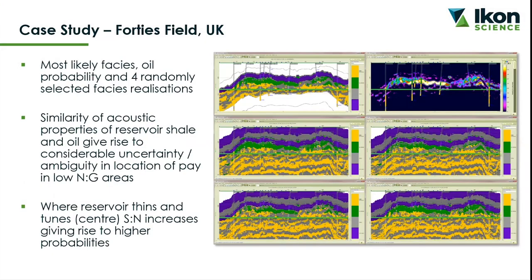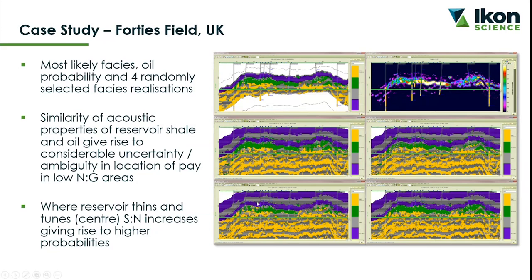So what we've done is to then take all of those realizations and calculate the most likely facies, the oil probability, and then I've taken four randomly selected facies realizations. We can see on the probability cube on the right-hand side that there are areas of very high probability. Very often these correlate to areas where you've got thinner reservoirs that are at peak tuning. When intervals are tuned, they actually have higher signal to noise relative to everywhere else in the survey, so that's getting exploited by the inversion.